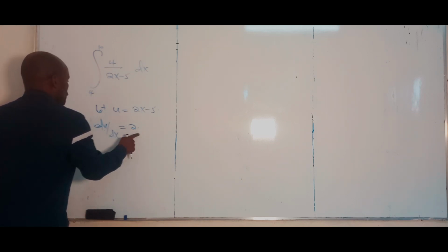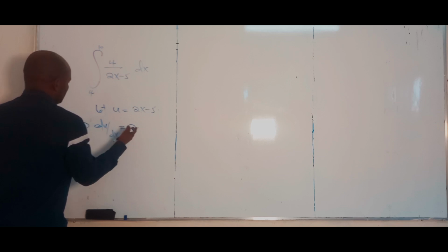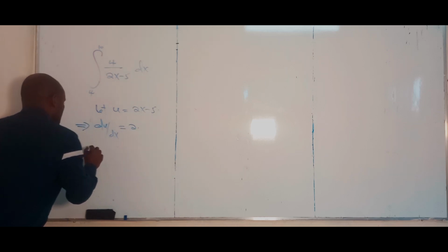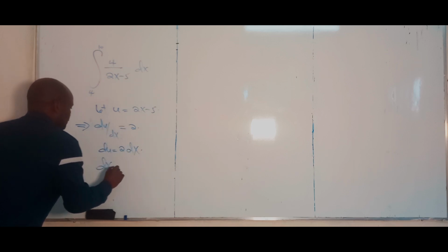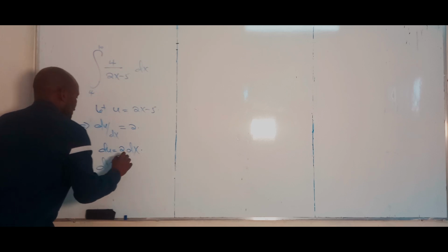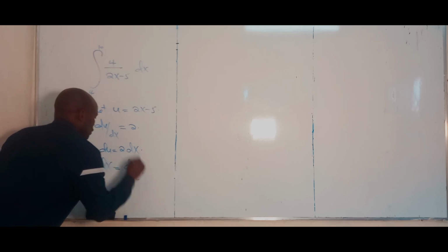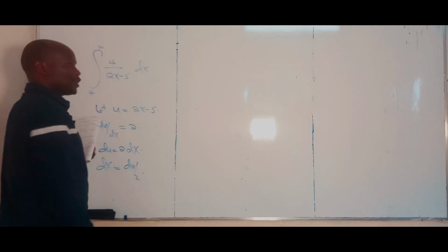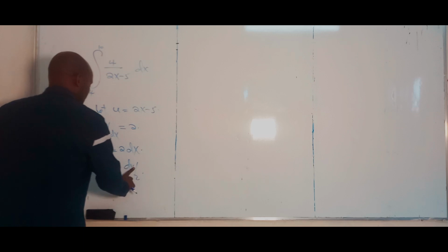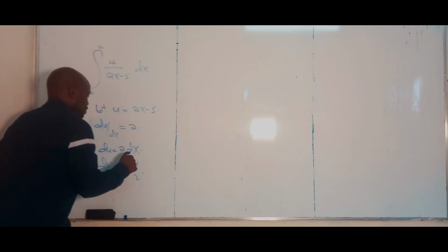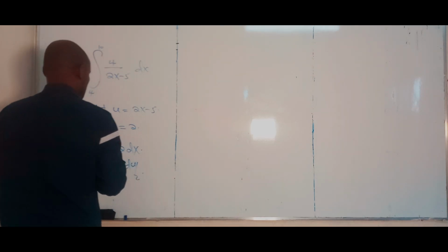And if this is so, then du is equal to 2 dx. Therefore, making dx the subject here, we end up with du over 2. So du over 2 is the substitution we give for dx. Where there is dx, we put du over 2.